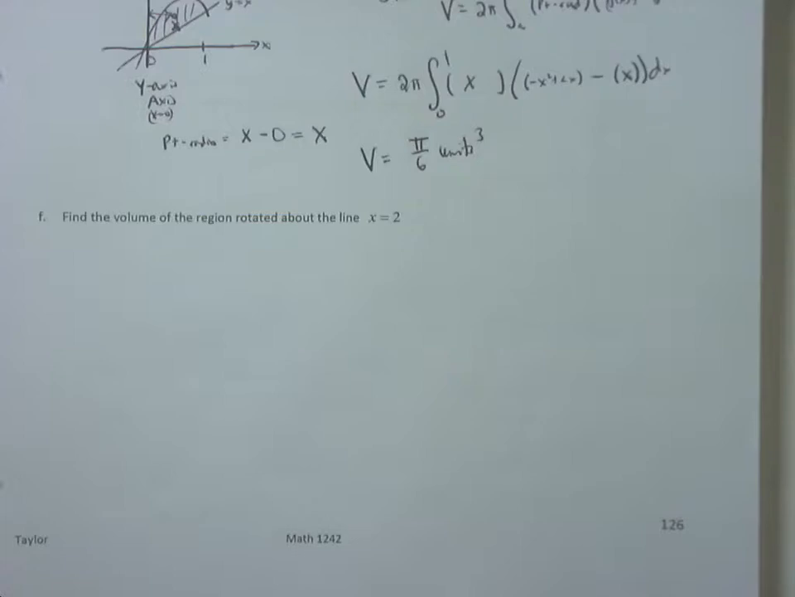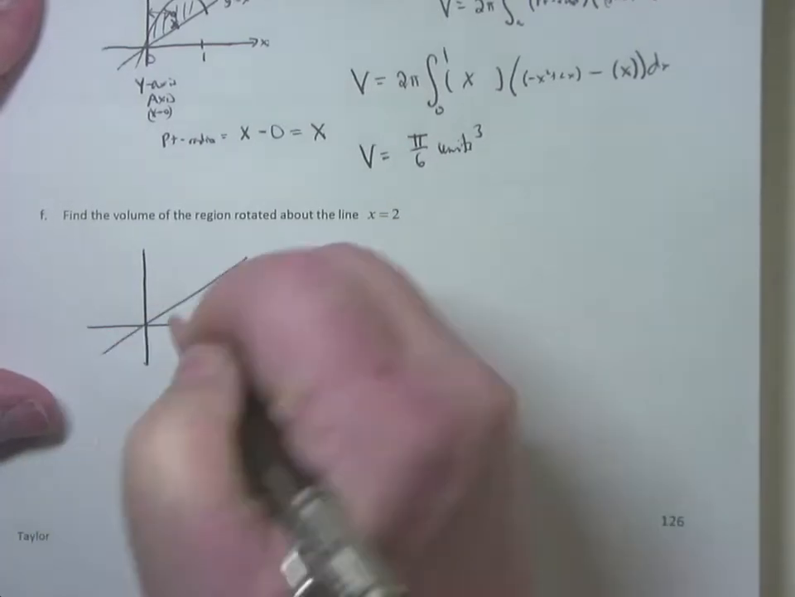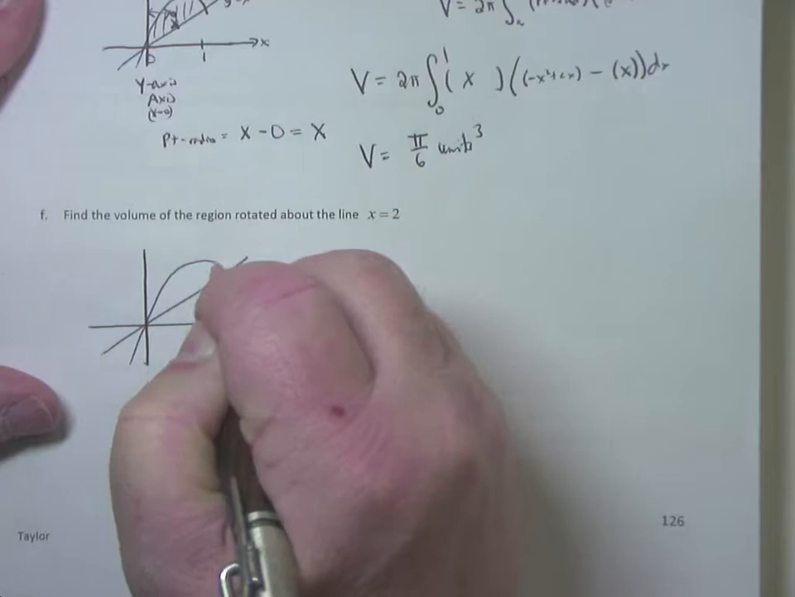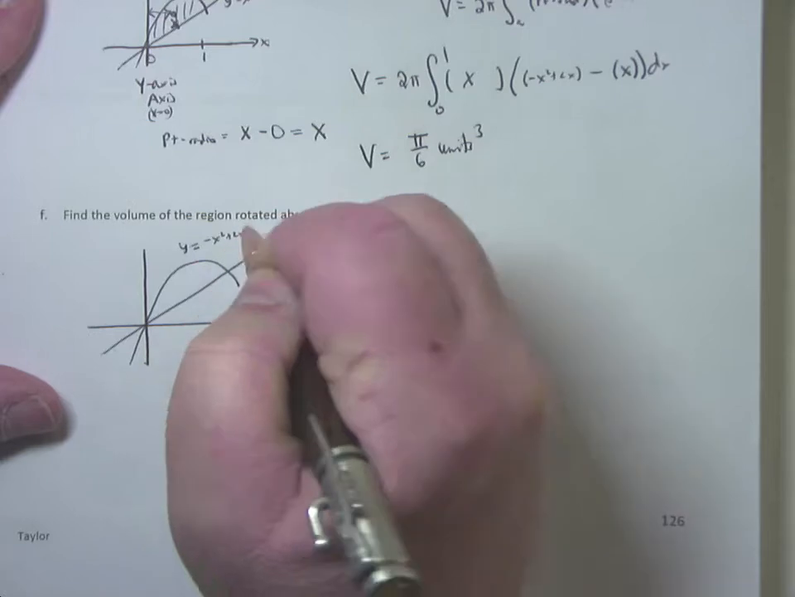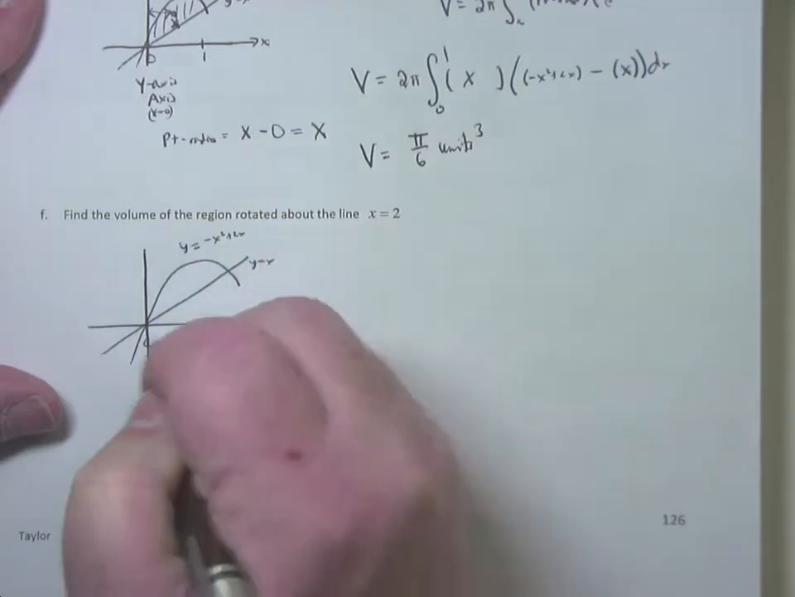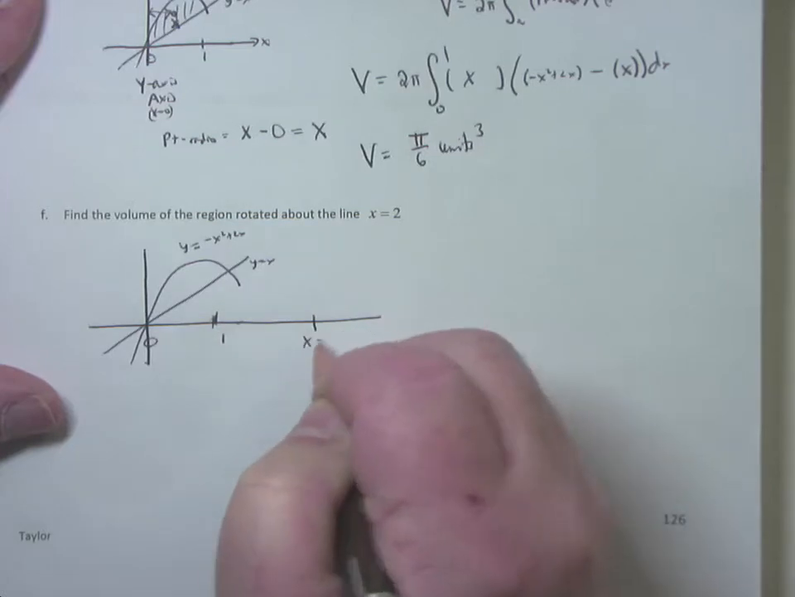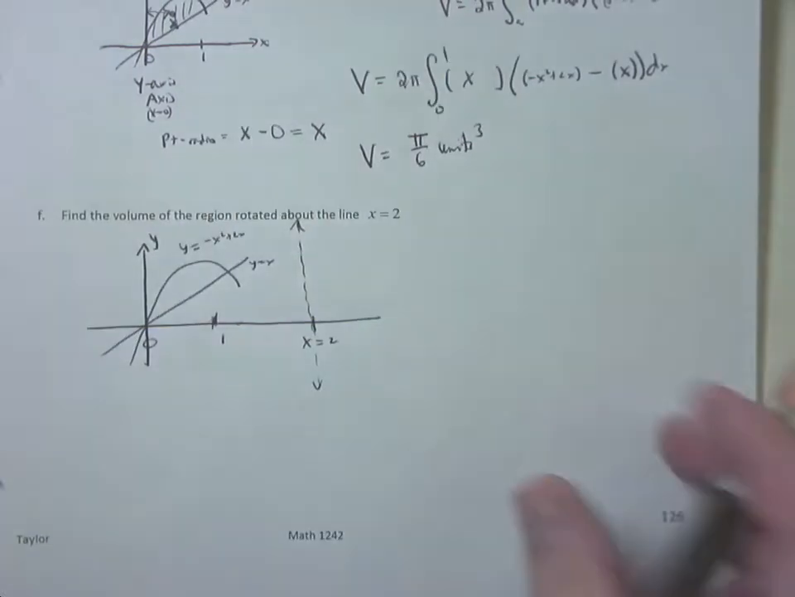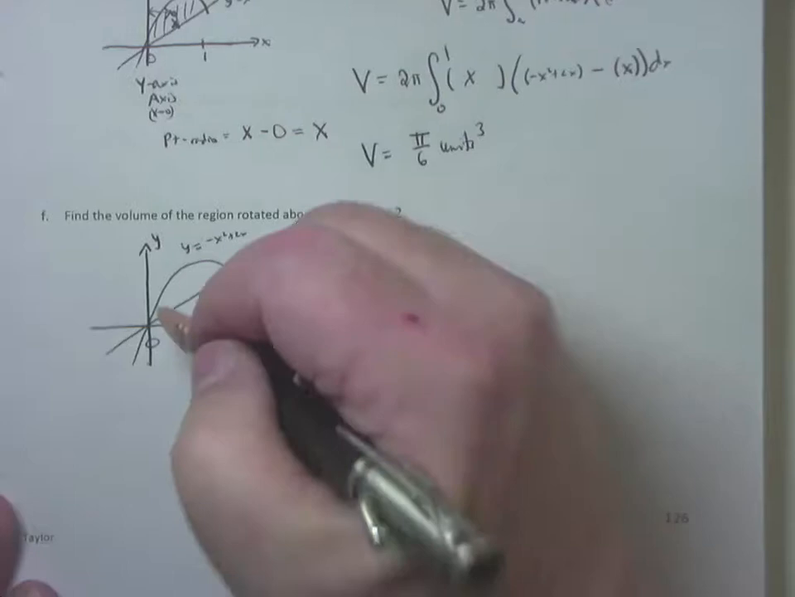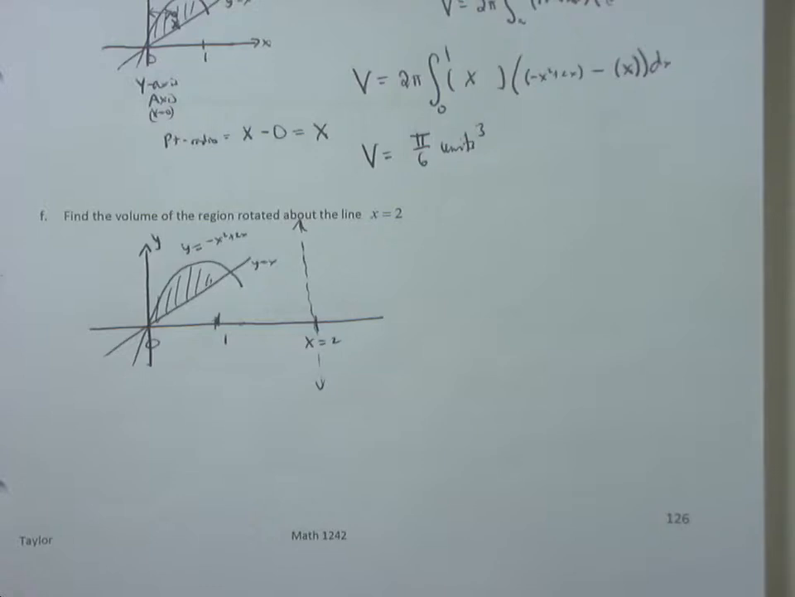Now, take the same region. I want you to rotate around the line x equals 2. Here's your line right here. Region y equals negative x squared plus 2x, and here's the line y equals x from 0 to 1. Your points of intersection, but x equals 2 is a vertical line that is parallel to the y-axis. So here's my region, and we're going to be rotating it around a line that is parallel to the y-axis.